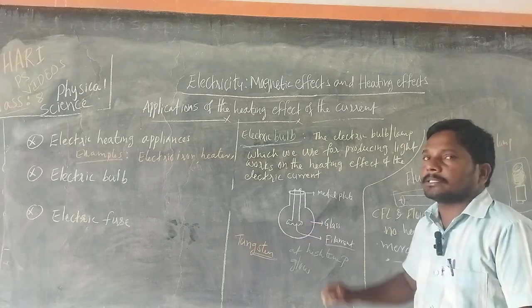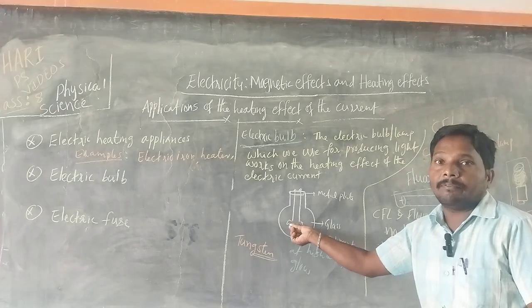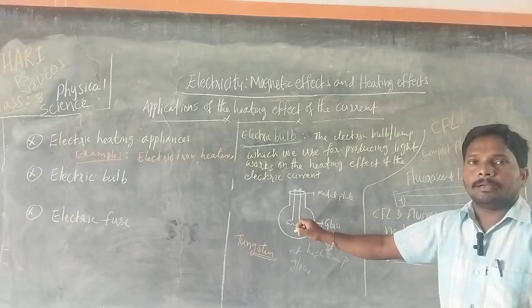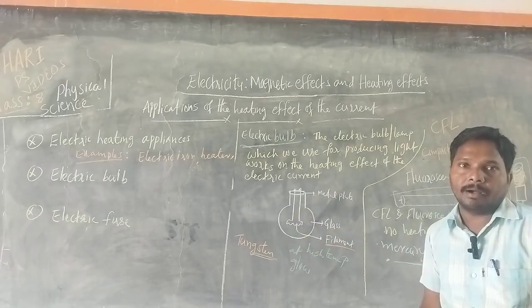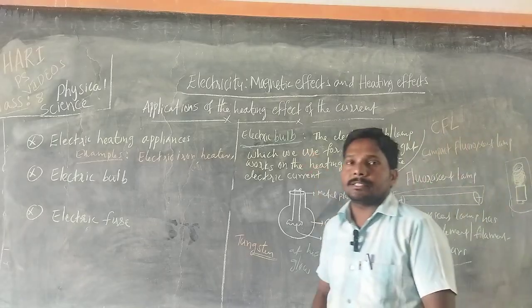But in the case of an electric bulb, the bulb contains a filament. This filament gets heated and produces light, but electrical energy is wasted in the form of heat energy. In the case of CFL, compact fluorescent lamps and fluorescent lamps, no heat energy is produced, no electrical energy is wasted. So that's why nowadays we are using CFL and fluorescent lamps in place of electric bulbs.